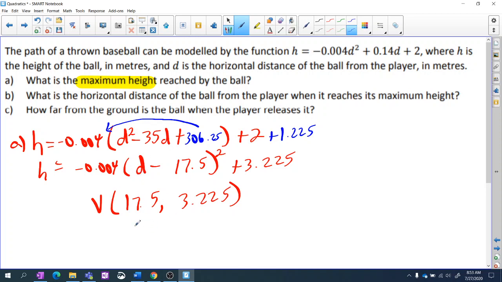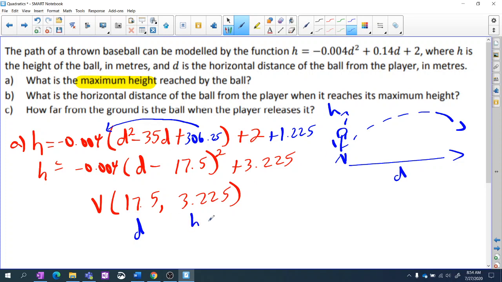X is being replaced by D, which is the horizontal distance. So basically what they're talking about is they got somebody here throwing a ball like so, where horizontal distance and then how high the ball is in the air is the y value. So the y value is being replaced by the height of the ball. So to answer part A, what is the maximum height?